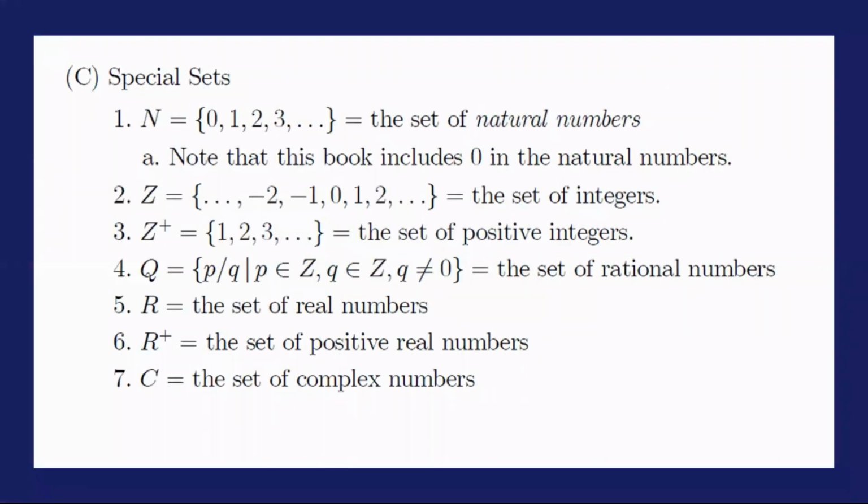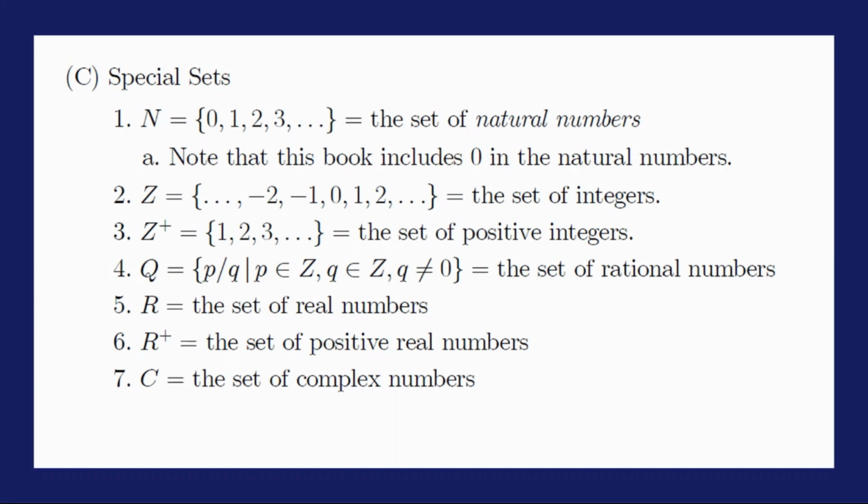We have some special sets. You've already been using some of these. When we use N, we use it to represent the set of natural numbers. One thing to note is that this can be different depending on the book you're using. In our book and for our class, we'll be using 0 to be included in the set of natural numbers. Z is the set of all integers. You've been using that one. Z plus is the set of positive integers. We've also been using Z minus.